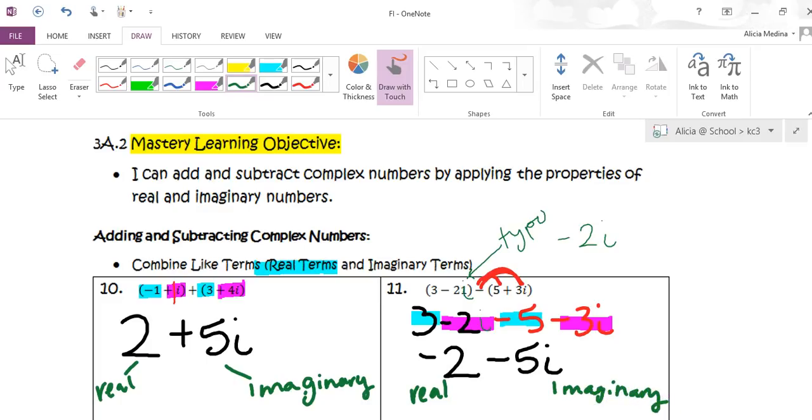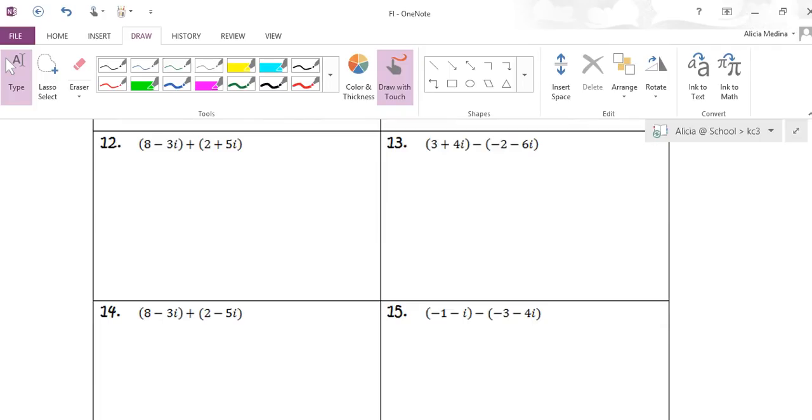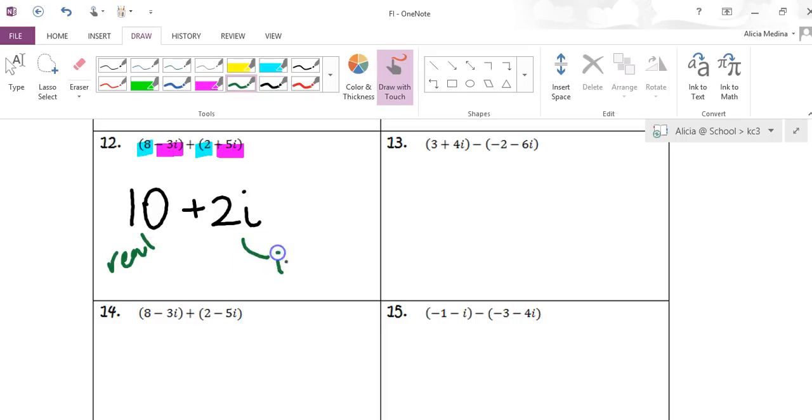Alright, moving on down. Looking at example number 12. Again, same things. Combine those constants together. I'm adding, so I don't have to worry about my signs. Combine those imaginary parts together, and we can simplify. So 8 plus a +2 is 10. -3i plus a +5i is a +2i. Again, this is the real part because there's no i's in there. This is our imaginary part. Kind of gives it away, right? Imaginary starts with i. It has to have an i in it.